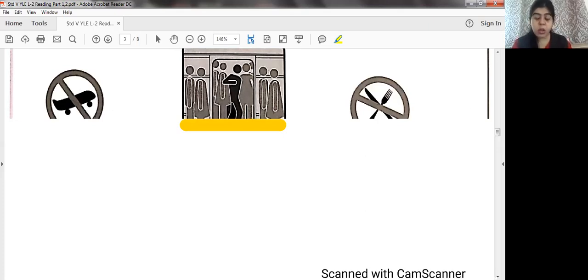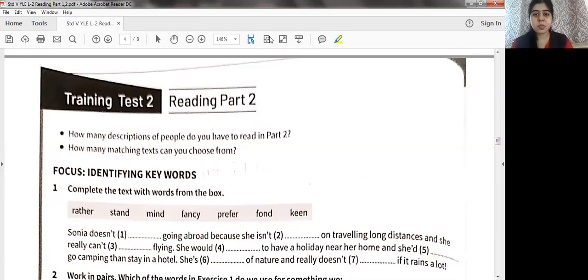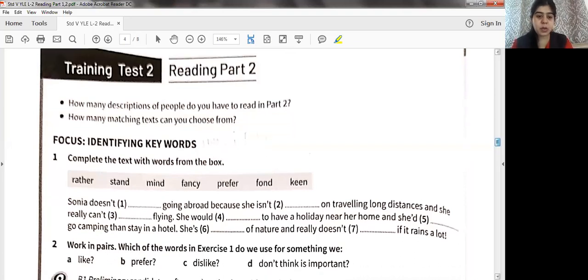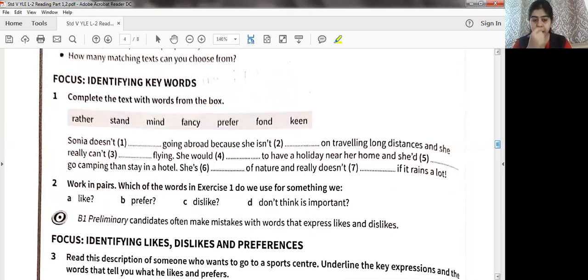Okay, now you will turn your textbooks to page number 56. Reading part 2. Okay. Now we have to identify the keywords. Okay, so now you need to complete the text with words from the box. So you have been given the extract, you have been given a short paragraph, and then you have to complete that paragraph by choosing the appropriate word from the box. So let us do it together, students. Sonia doesn't dash going abroad. Abroad means foreign, in a foreign country.